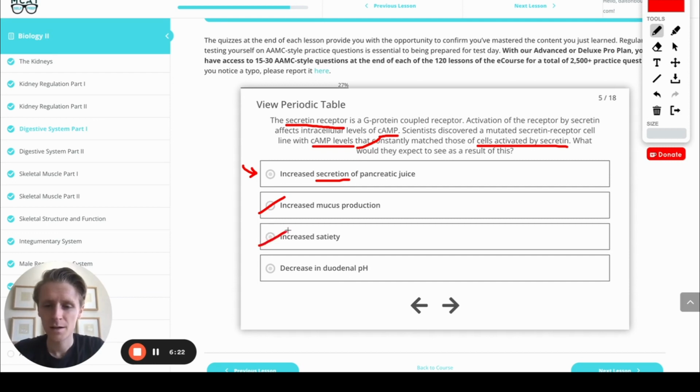Finally, our last answer option, decrease in duodenal pH. Now that's tempting, but we have to remember that the pancreatic juices have a base in them. So a base is going to increase the pH in the duodenum. It's not going to decrease it. And so this answer option is also incorrect. Let's go ahead and check our answer.